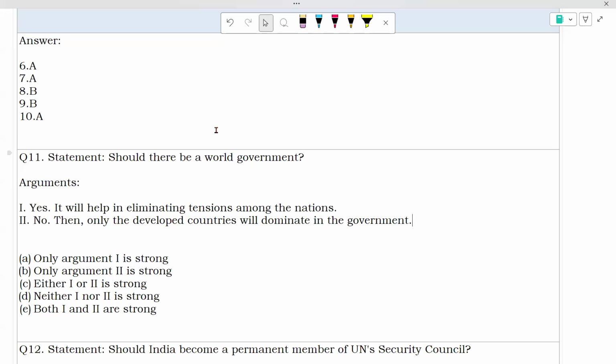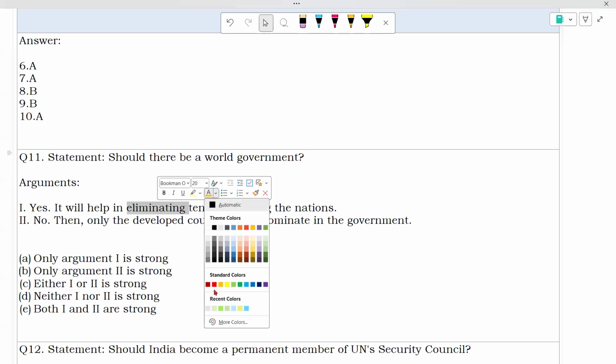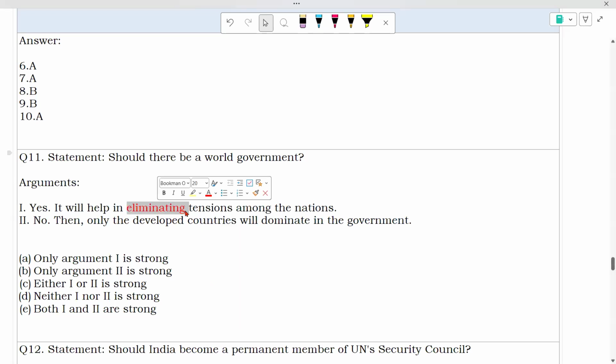In the among the countries. It will help eliminate. There is a word called eliminate. Suppose I replace this word with reduce. Then that will be a strong argument.